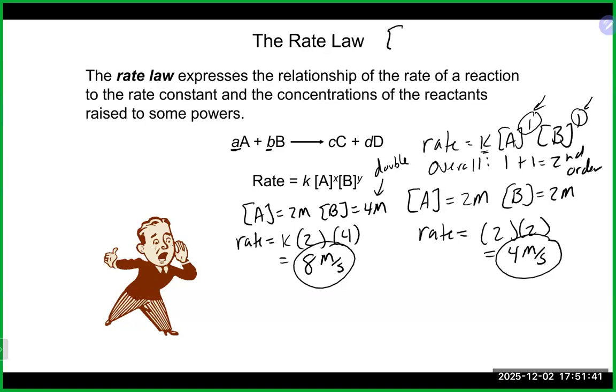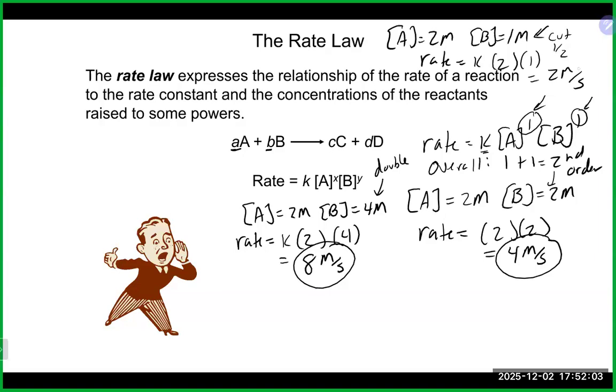So maybe in a third experiment, I go, okay, I'm going to keep my A at 2 molar, but I'm going to drop the concentration of B to 1 molar, which is half of what I originally started with. And if I put that into my rate expression, I would end up with K times 2 times 1, which gives me 2 molar seconds. So here I cut my concentration by half, and my rate from the original one has also dropped by half. So I've now slowed this reaction down to half as fast as it was moving with the other concentration.